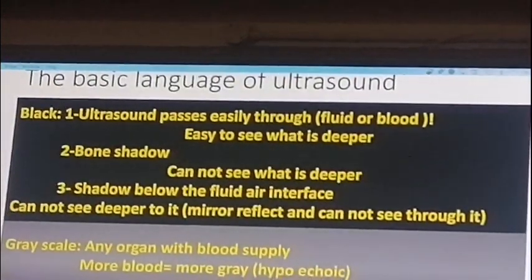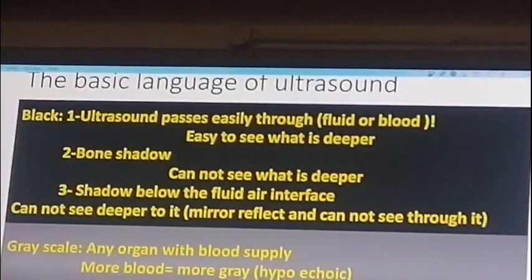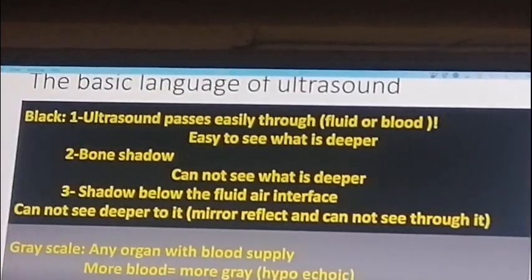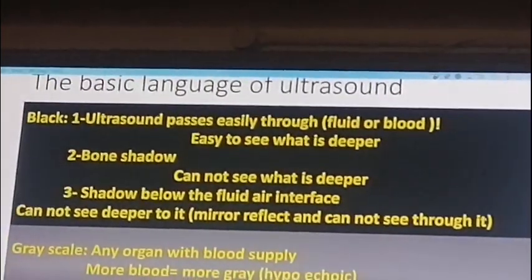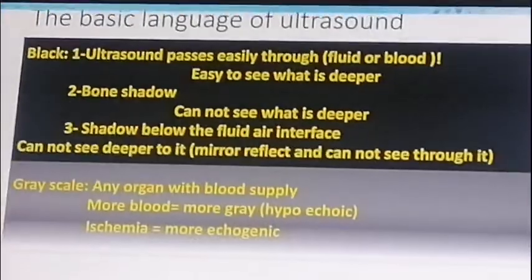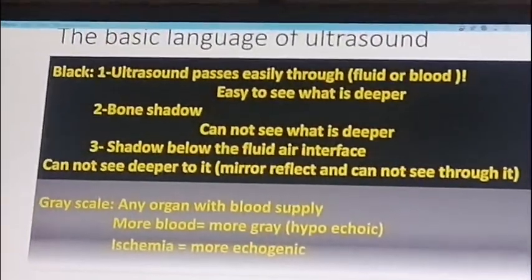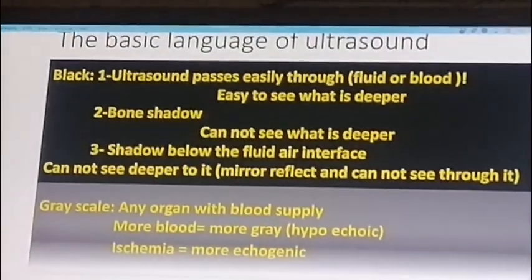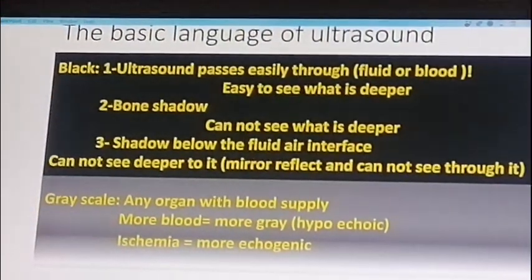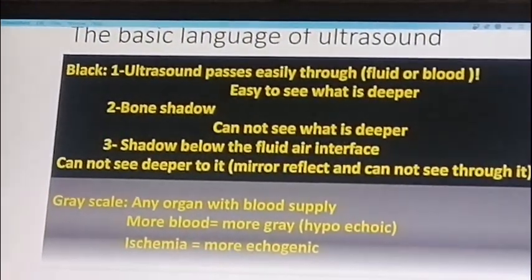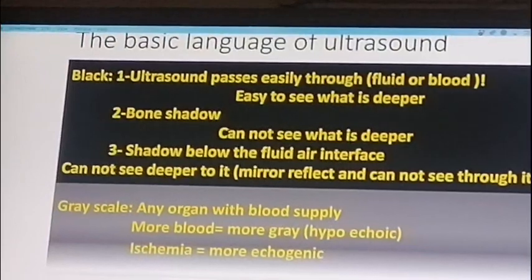So what's gray? Any organ with blood supply will be gray. Liver, kidney, spleen, brain will be gray, and it is different grades of gray. It can be brighter if the blood flow is less, or more gray if the blood flow is high.